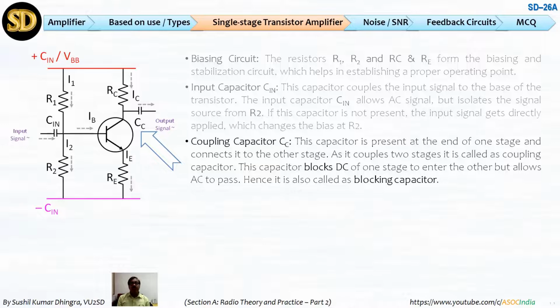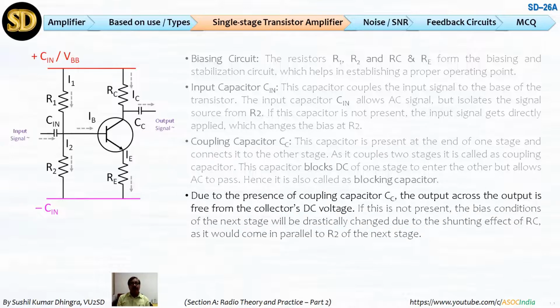So this is CC, a coupling capacitor we use to take the signal out. This capacitor blocks DC but allows AC to pass, so it is also called a blocking capacitor. We can take the output directly also, but we prefer a capacitor to stop DC and take the AC signal. Due to this coupling capacitor, the output is free from the collector DC voltage.